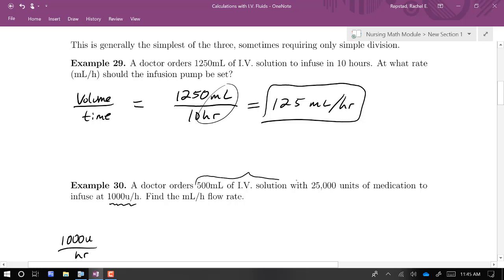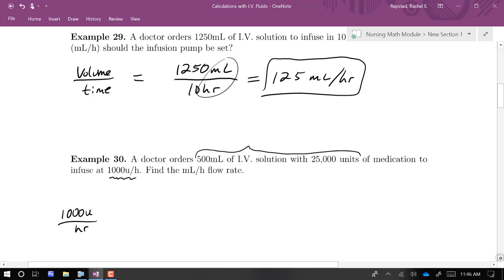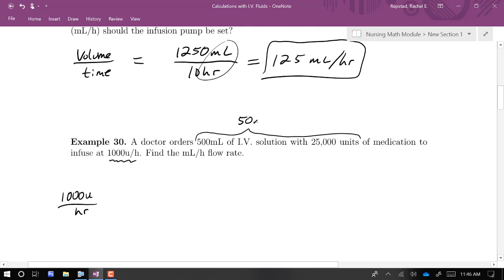This other part of the order actually gives us an equivalence. So it tells us that 500 milliliters is equivalent to 25,000 units. And we want milliliters per hour flow rate. So look at where we're starting here. We've got 1,000 units per hour. The units I want are milliliters per hour, so I'm not going to do anything to get rid of those hours. I like that I have those hours on the bottom. That's where I want them to be. But I basically just want to convert units to milliliters. And I can do that using this fact here.